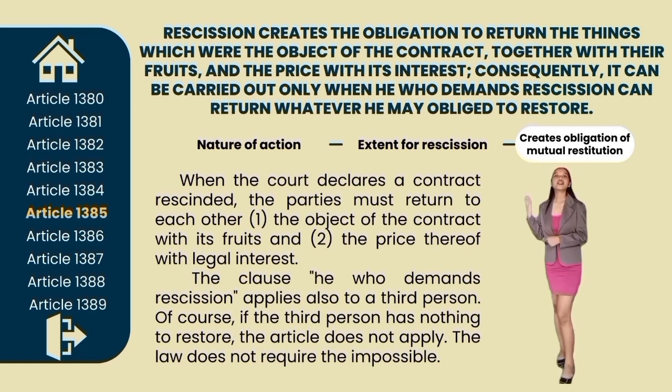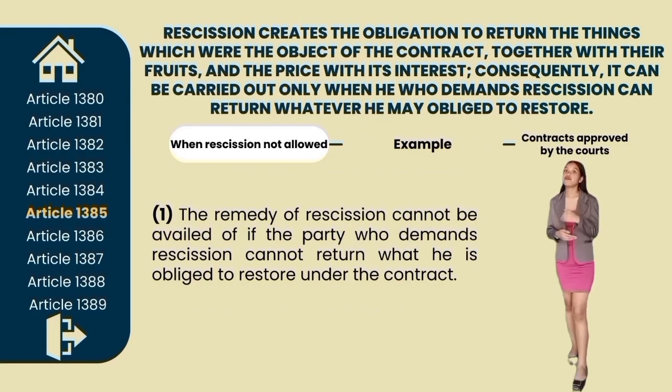On the first paragraph, the plaintiff or the complainant who demands the rescission must be able to return what has been received by virtue of that rescissible contract, and it also includes the fruits and the price with its interest to be returned. You need to have that ability to return the things you owe to the other party for you to demand rescission.